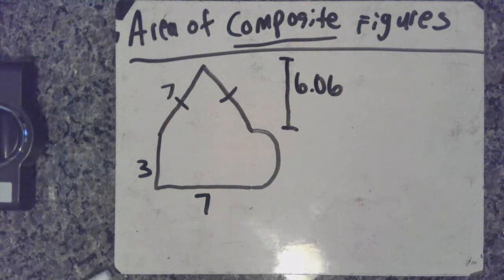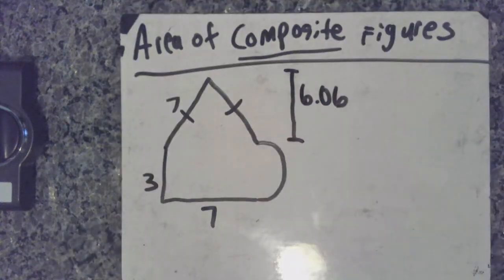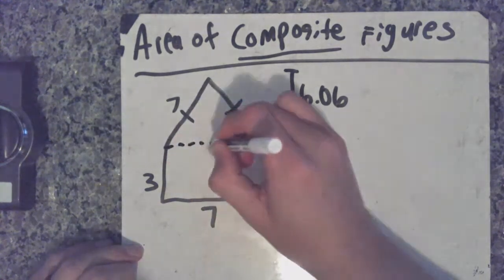Okay, now notice we have 3 shapes in here. And that's what composite figures is. It is putting together different shapes and then trying to find the area of a funky looking figure using the formulas that we already know. So the area of this, we're going to break it into 3 different parts.